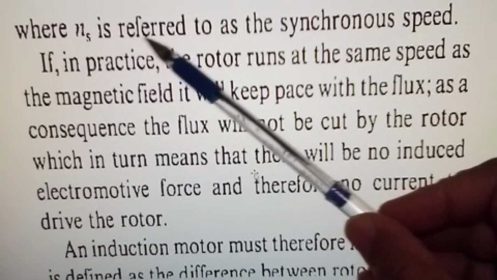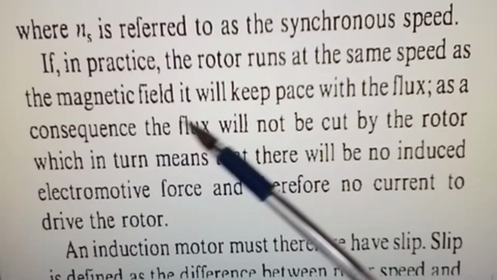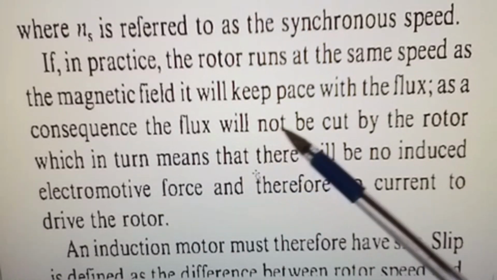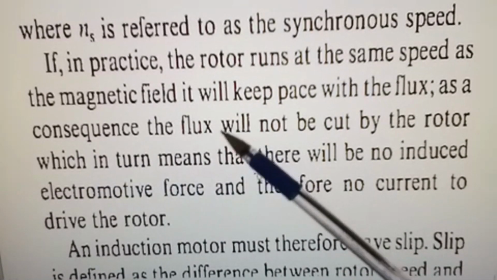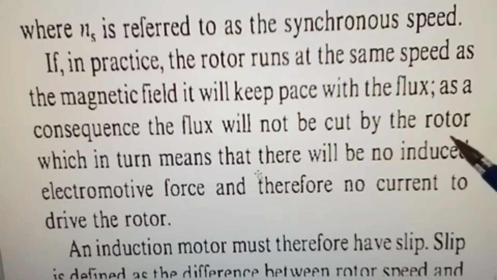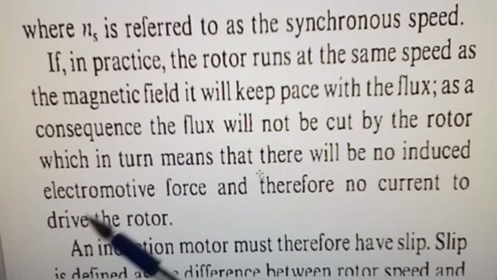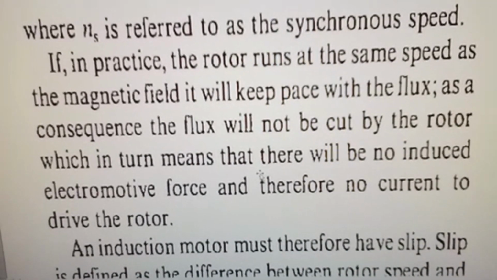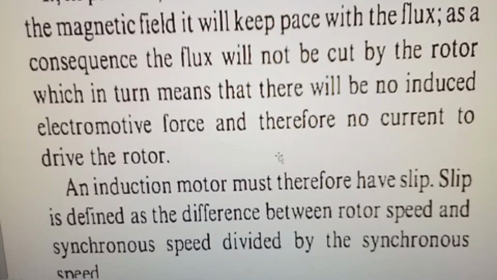Where ns is referred to as the synchronous speed, if in practice the rotor runs at the same speed as the magnetic field, it will keep pace with the flux. As a consequence, the flux will not be cut by the rotor, which in turn means that there will be no induced electromotive force and therefore no current to drive the rotor. So what we're saying is, if it runs at the same speed as the flux, then it is stationary. Basically, that's what we're saying.